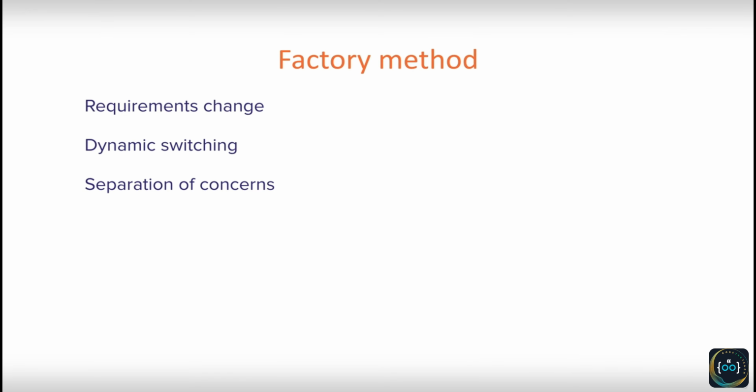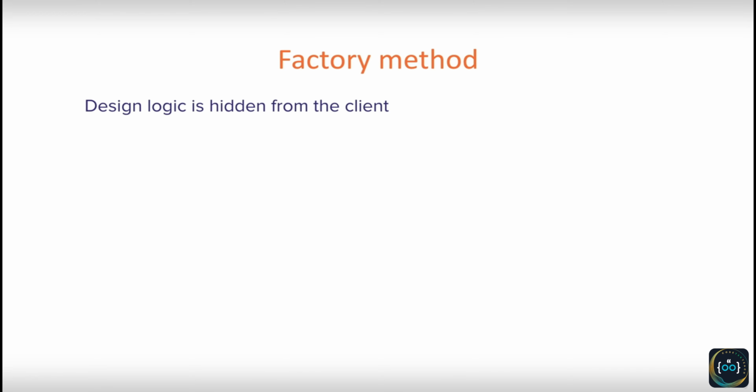So how does factory method help with all of this? First of all, the design logic and the creation or instantiation of an object is hidden from the client. So the client doesn't really know how to create the object. It just knows how to use it. So that means multiple classes of objects will be able to be created, and the client will have access to it without knowing which exact type it is actually using.